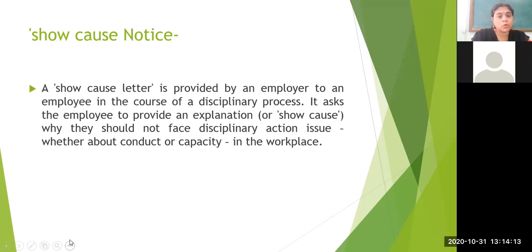Now, a show cause letter is provided by an employer to an employee. Who is providing to whom? Employer is providing to the employee. In the course of the disciplinary process, it asks the employee to provide an explanation or show cause why they should not face a disciplinary action, whether about the conduct or capacity in the workplace.